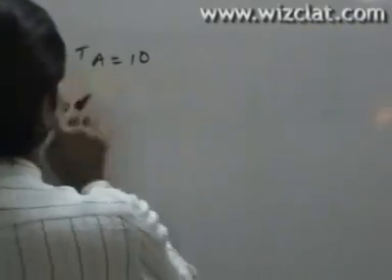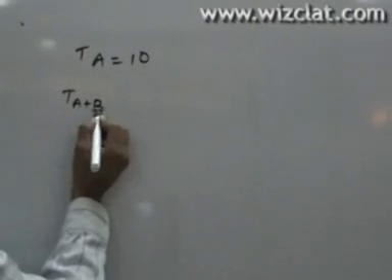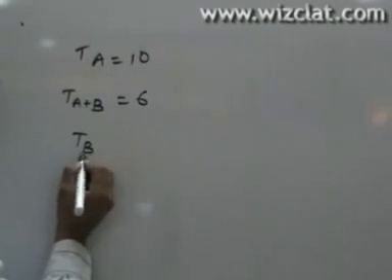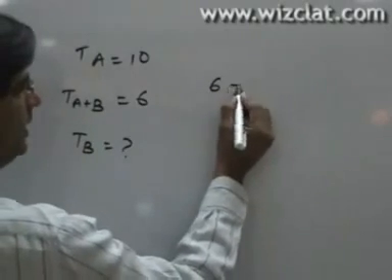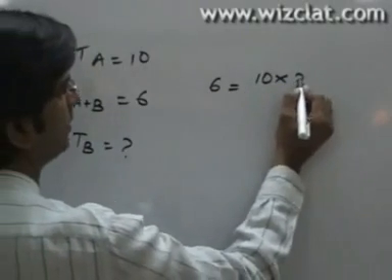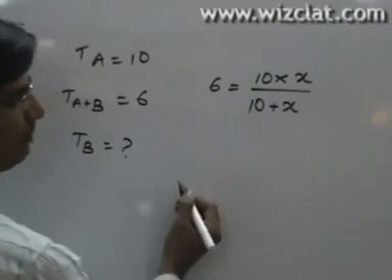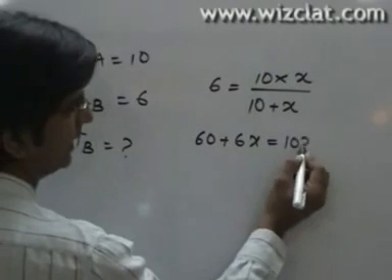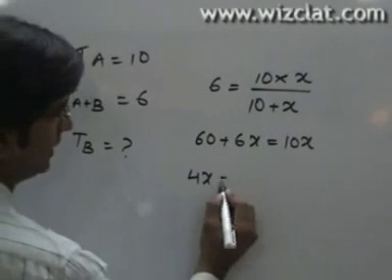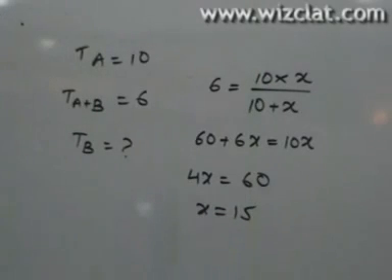The second method says A can do a piece of work in 10 days. Together they do it in 6 days. How long will B take alone to do the work? So the formula says the total time taken by them together is equal to time taken by A into time taken by B upon time taken by A plus B. So that will give me 60 plus 6x equals 10x. 4x equals 60. X equals 15.